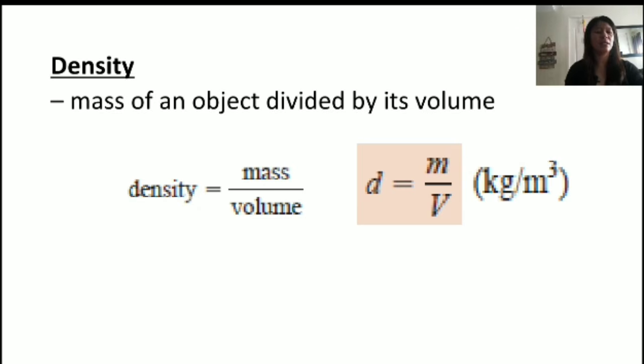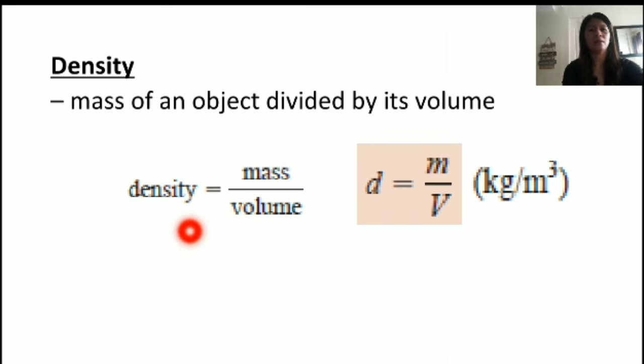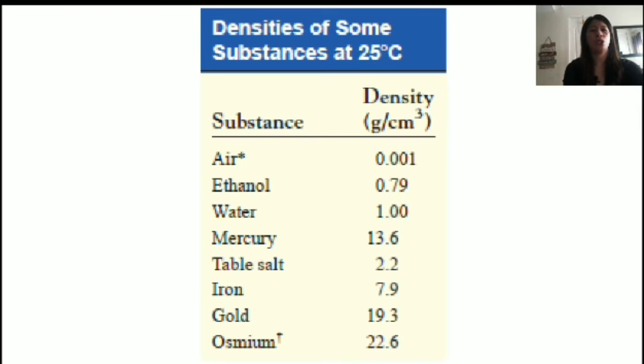Next, let's have the density. Density is a distinct property of all types of matter. Density is the ratio of mass to volume. This is the mass of an object divided by its volume. In equation, we have density equals mass divided by volume. So in symbols, we have D equals mass over volume. Its SI unit is kilogram per cubic meter.